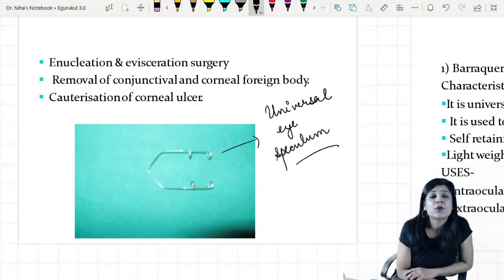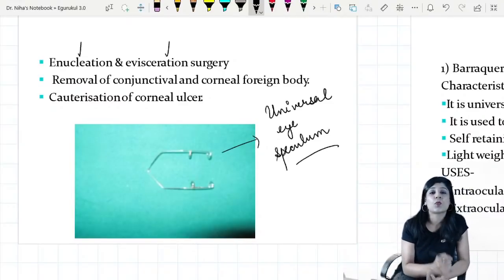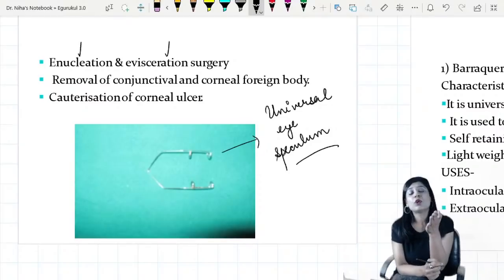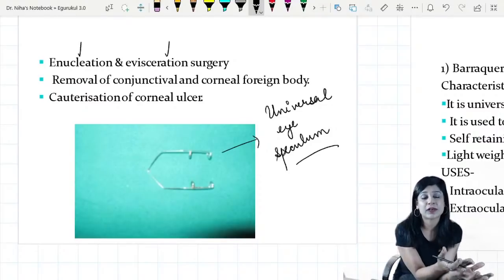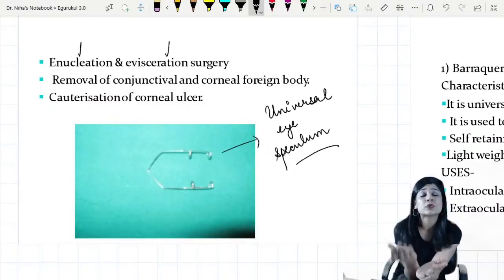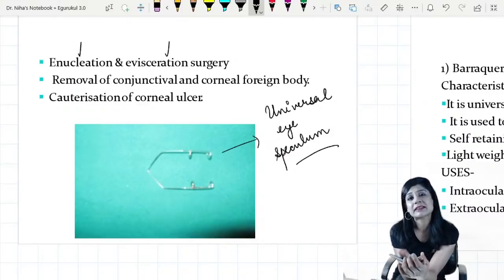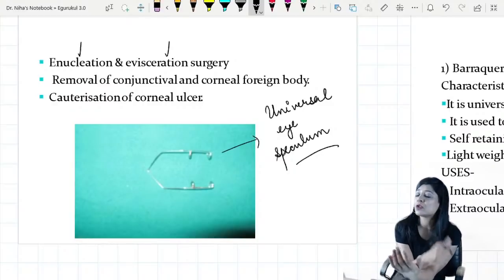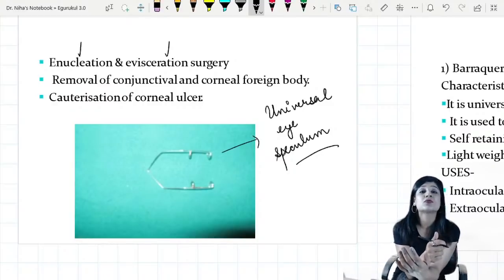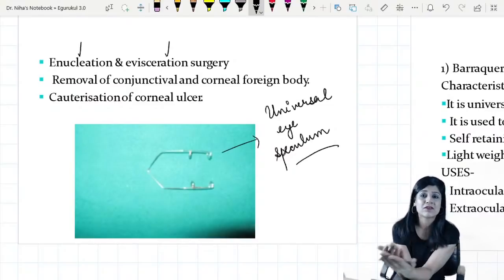Now when you are doing this enucleation or the evisceration, what is happening? If you look at the basic steps, first of all, what is the difference between the enucleation and evisceration? We will also discuss the related viva voce questions. When they are giving you the speculum and you are saying that this can be used for the destructive procedures, it could be enucleation or evisceration, they are going to ask you what is the difference between enucleation and evisceration.